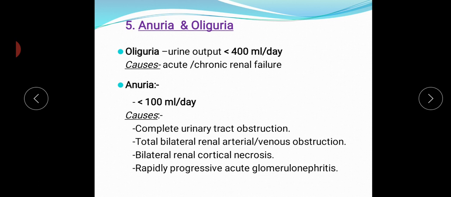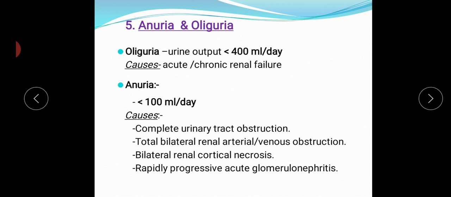If a person is excreting urine volume less than that obligatory volume, that condition is known as oliguria. If the person's urine output is less than 400 ml per day, it is known as oliguria, and the most common cause is acute or chronic renal failure. Oliguria or anuria are always pathological. Second is anuria, which means almost very little passage of urine. If urine excretion is less than 100 ml per day in an adult person, it is known as anuria. Again, it may be due to various causes.